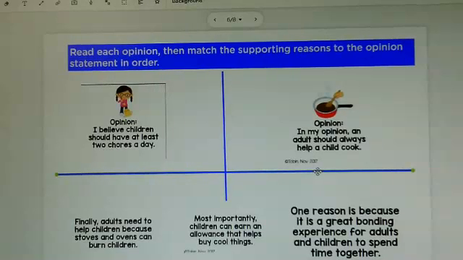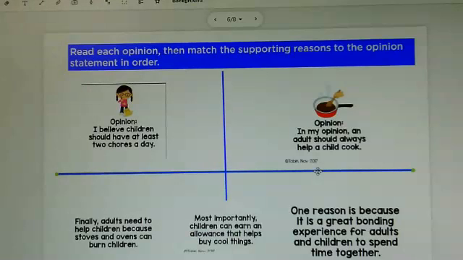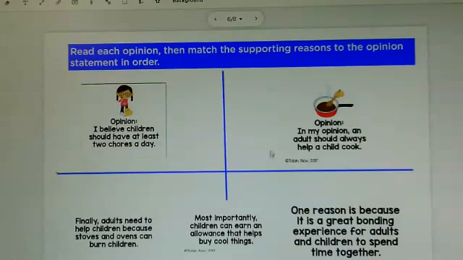For your writing assignment today, we're still talking about opinion statements. And we're also talking about how we are matching up our supporting details to our opinion, or our supporting reasons to our opinion statements. So this is an example. It's on your Classkick pages, so you'll be able to refer back to it. But I want you to see what it is that I want you to do. So the directions say read each opinion, then match the supporting reasons to the opinion statement in order. Okay, that means that it's going to be like number 1, number 2, number 3 for each one of these.